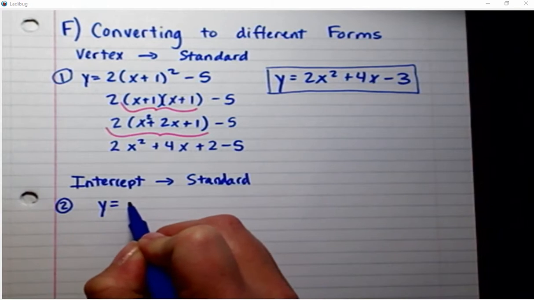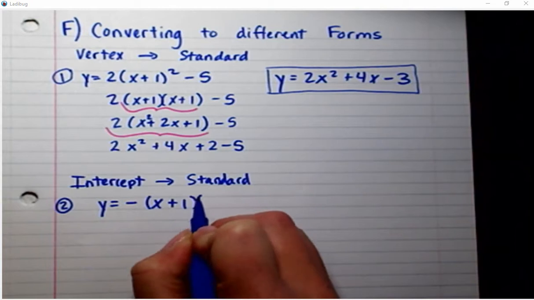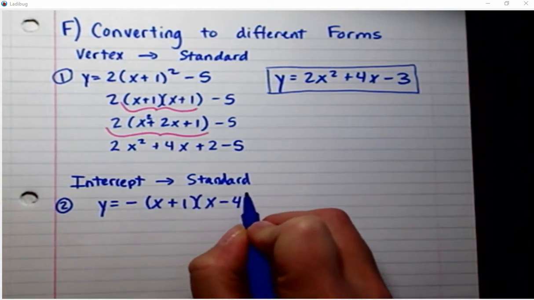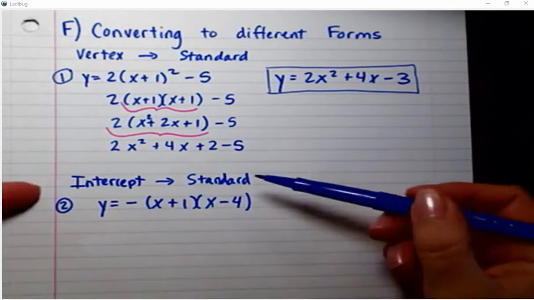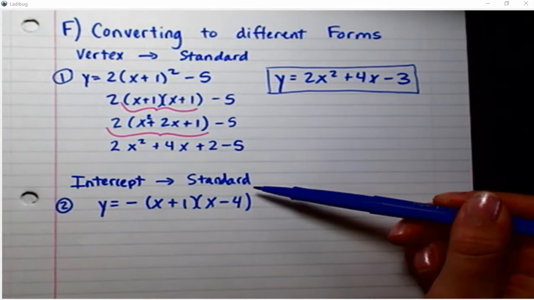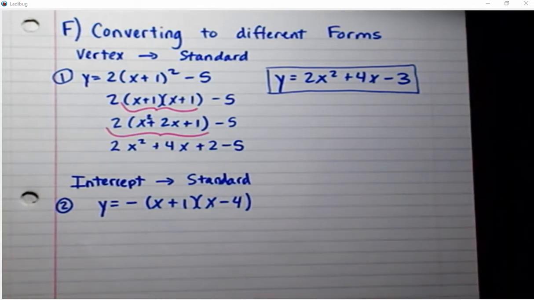y equals, my favorite, negative (x plus 1)(x minus 4). That is also a review skill, right? It's a vocab thing because it's giving you the directions and the format in the words. So you have to know which format is which. Notice we've got vertex form written up there. Intercept form is written beneath it, right next to the quadratic formula.